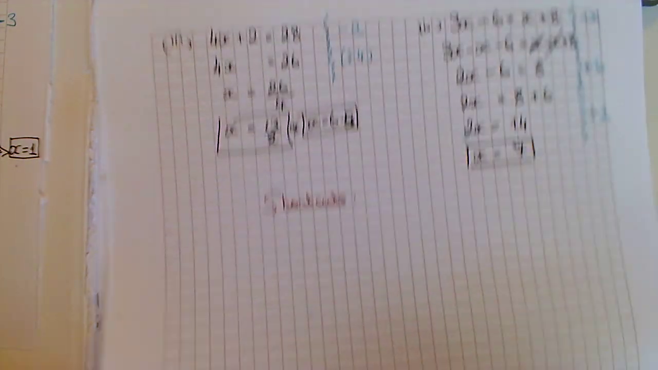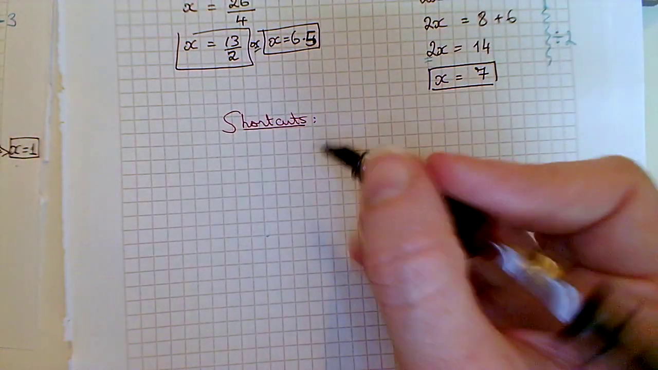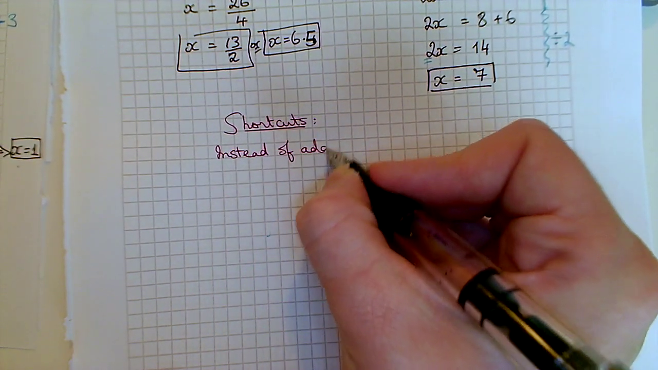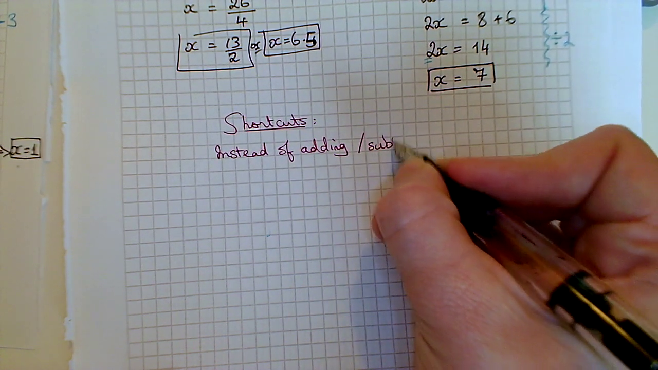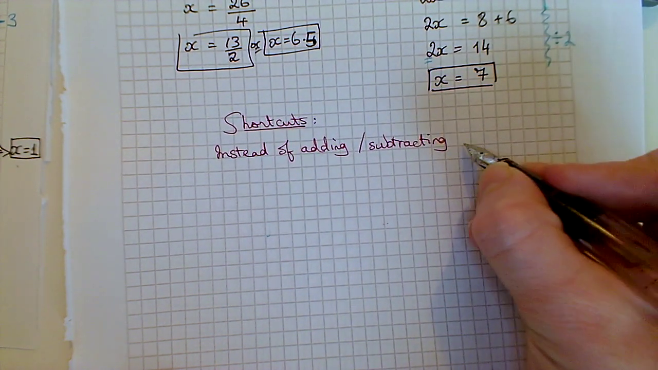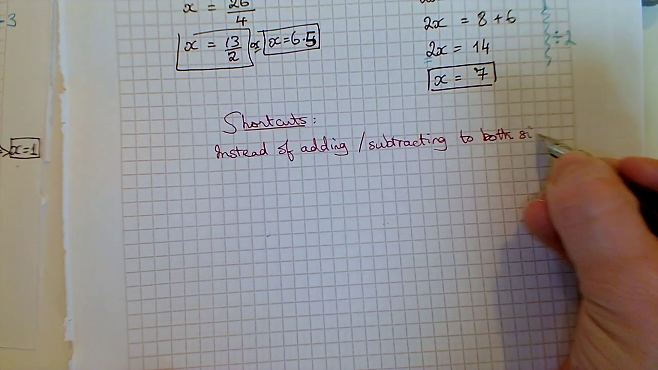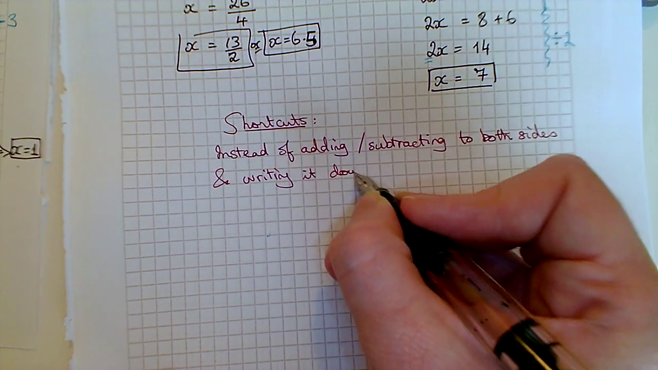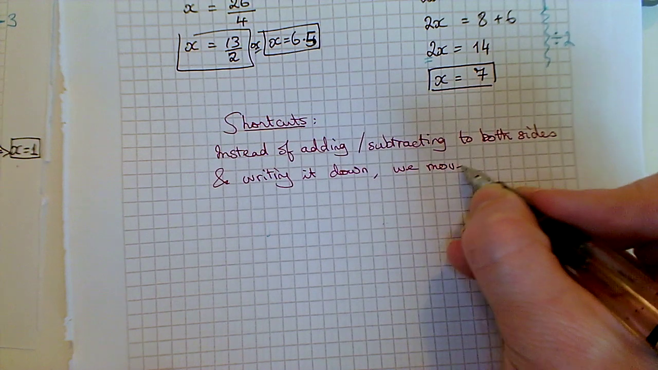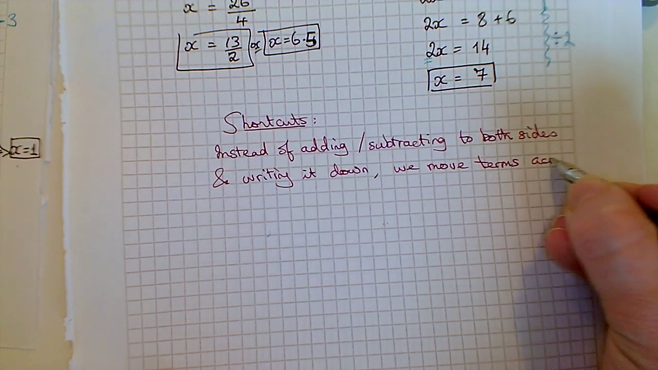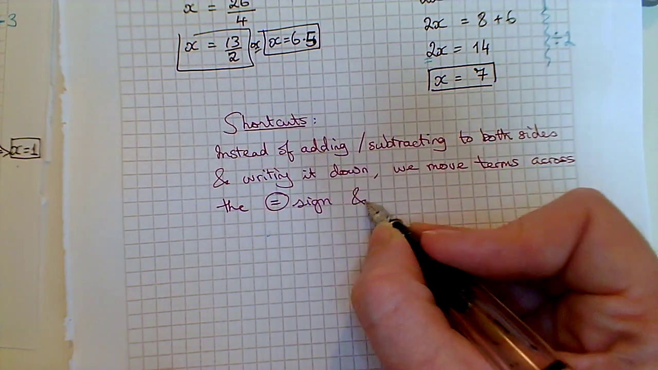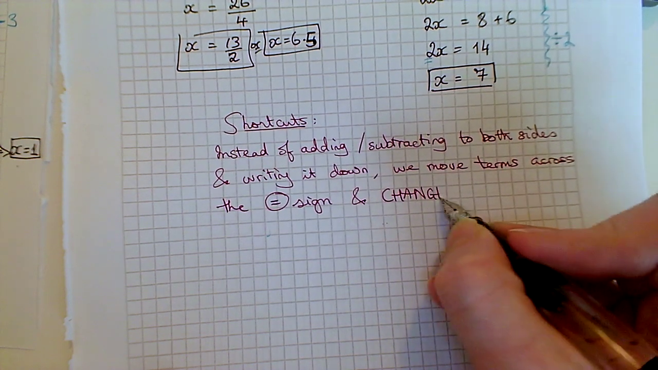Instead of writing down that we're adding to both sides or subtracting from both sides, we talk about moving something across the equals. So instead of adding or subtracting to both sides and writing it down, we move terms across the equal sign and change their sign.